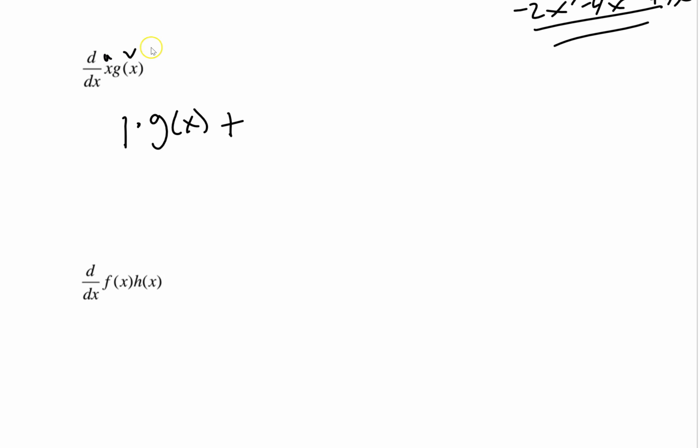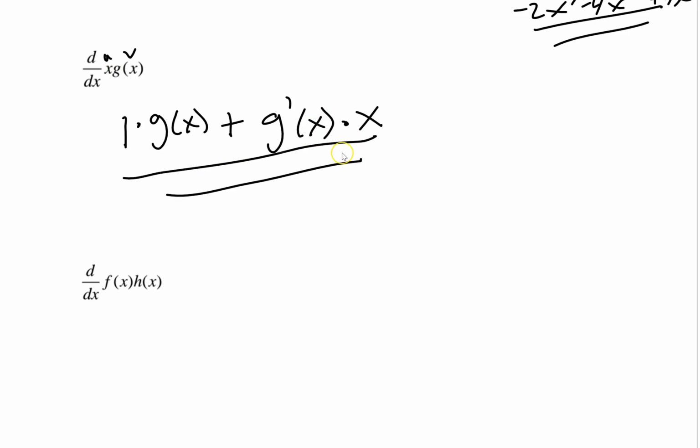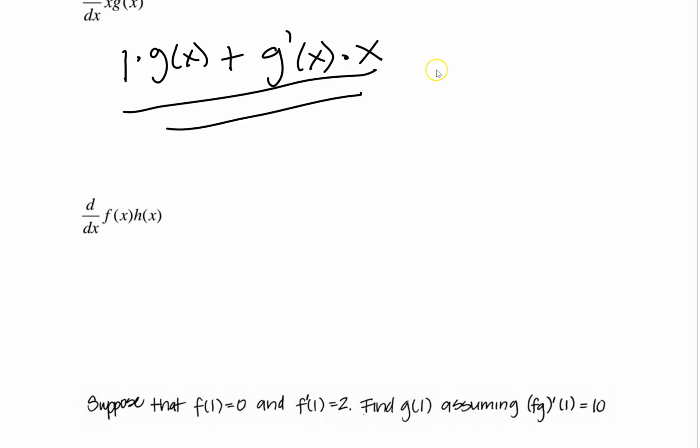Then we switch it, take the derivative of the second. Well, the derivative of g(x) is going to be g prime of x, then times the other one left alone, x. That's it. That's all you could do. I mean, you can make it a little prettier if you want, but that's it. Right, same thing down here.